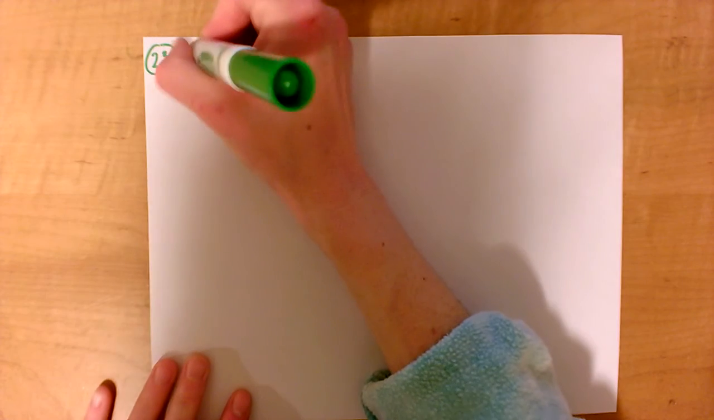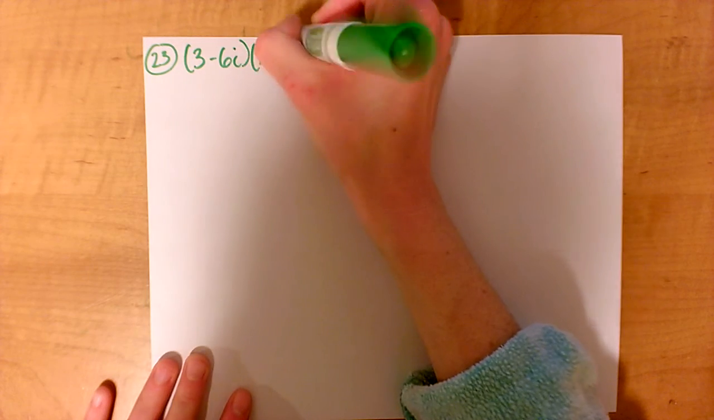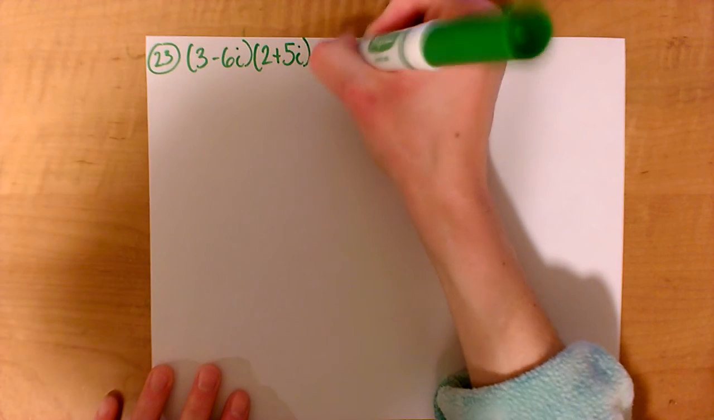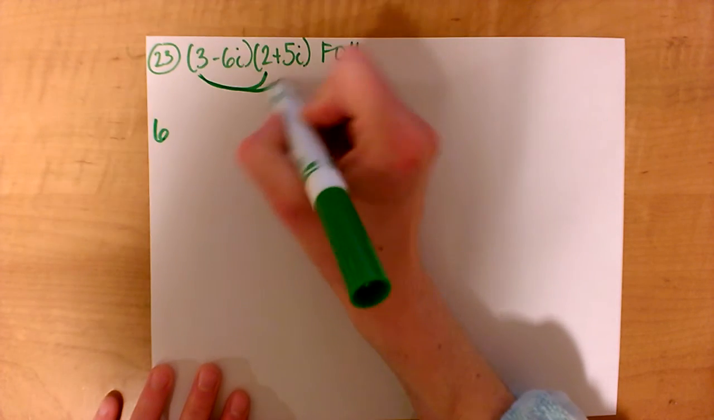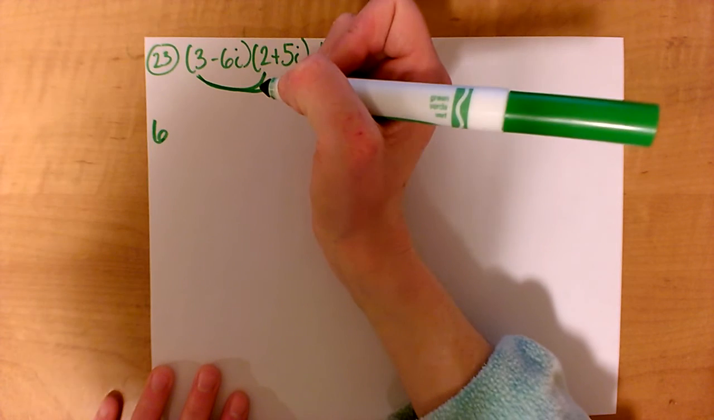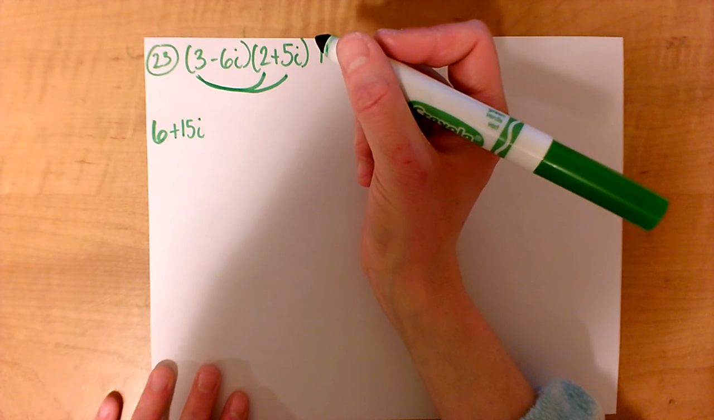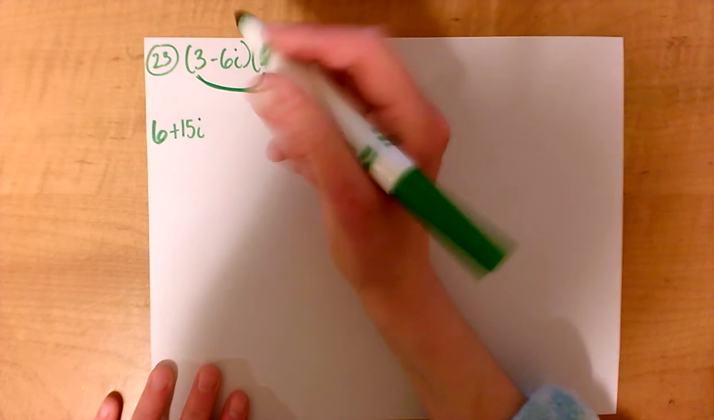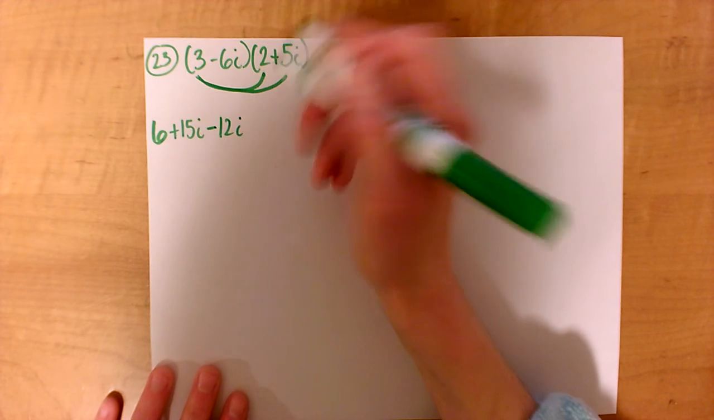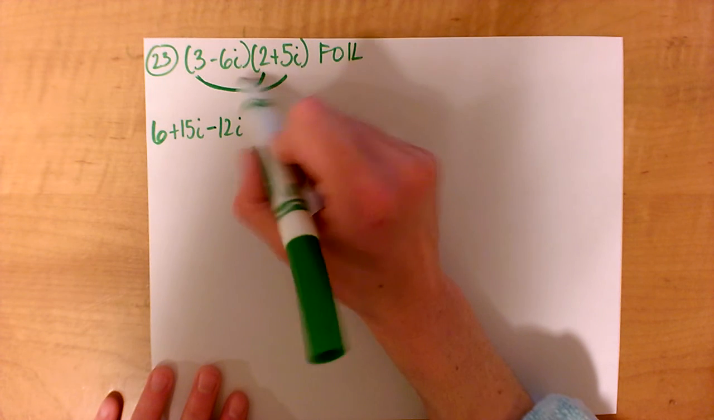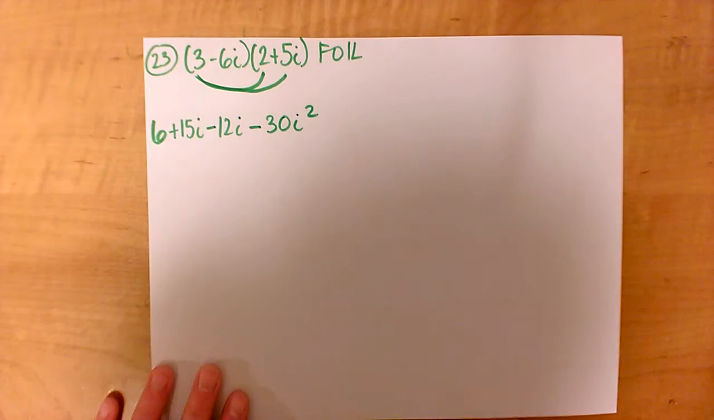So for 23, we have 3 minus 6I times 2 plus 5I. So this is going to be one that we'll have to FOIL. So 3 times 2 is 6. My outers, 3 times 5I is 15I. And then my inners, negative 6I times 2, that's going to be negative 12I. And then my lasts, negative 6I times 5I, that'll be negative 30I squared.